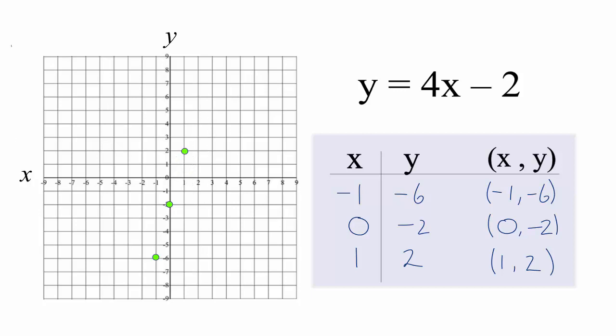We could use just 2 points, but it's nice if you use 3, then you can catch any errors. Let's put a line through this. And this is the graph for y equals 4x minus 2.